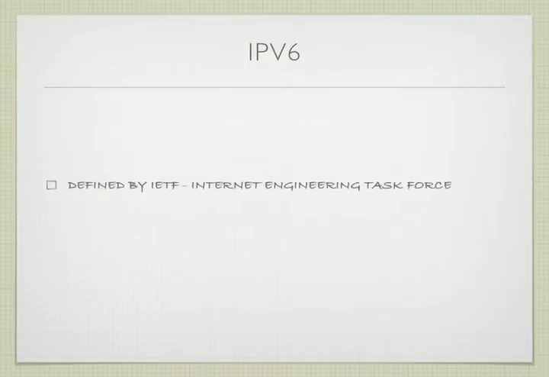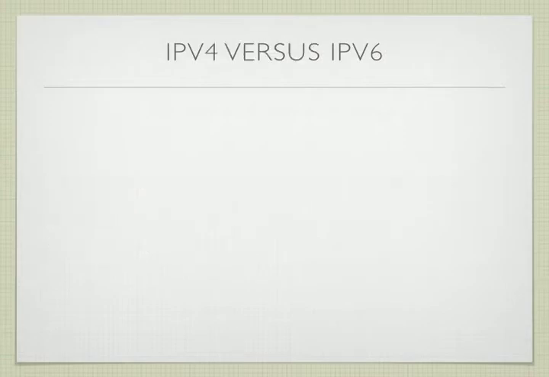IPv6 is defined by the Internet Engineering Task Force, and it is in RFC 2460. This is our next generation of IP addressing, intended eventually to replace the current IPv4, and it solves a number of the issues that we currently have with IPv4, chief among them being address exhaustion.